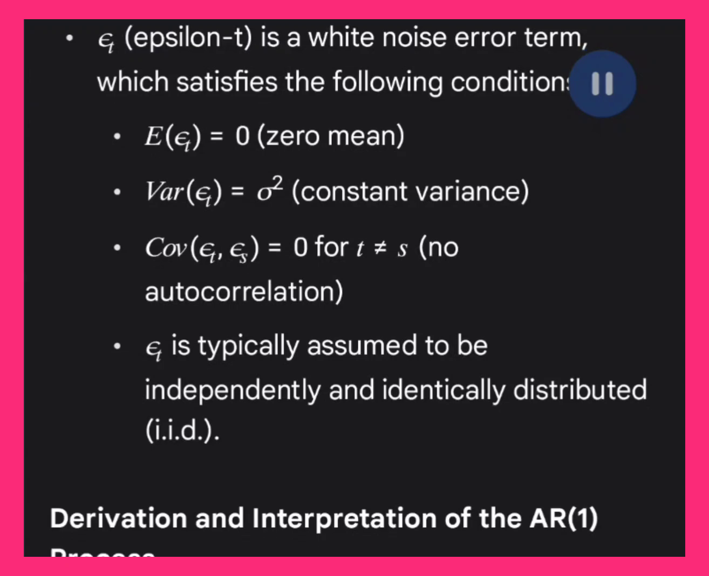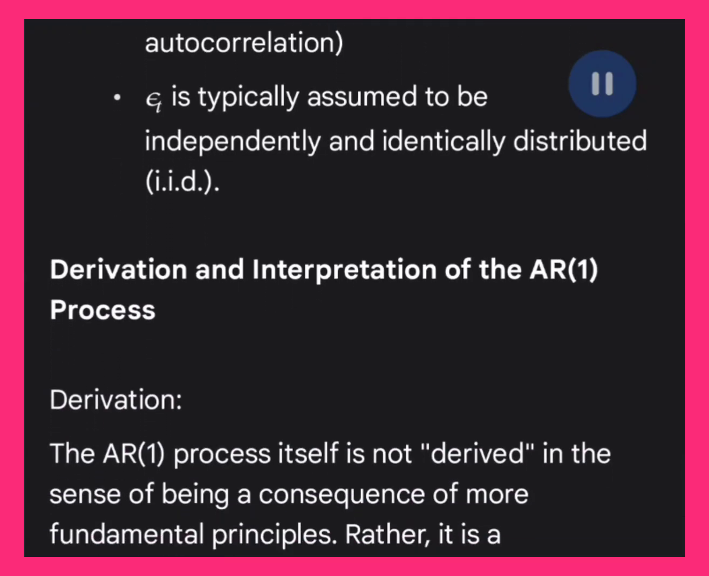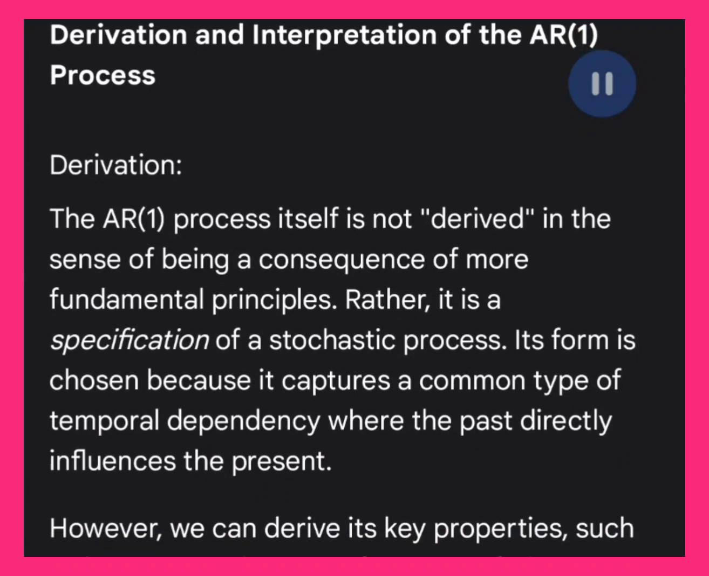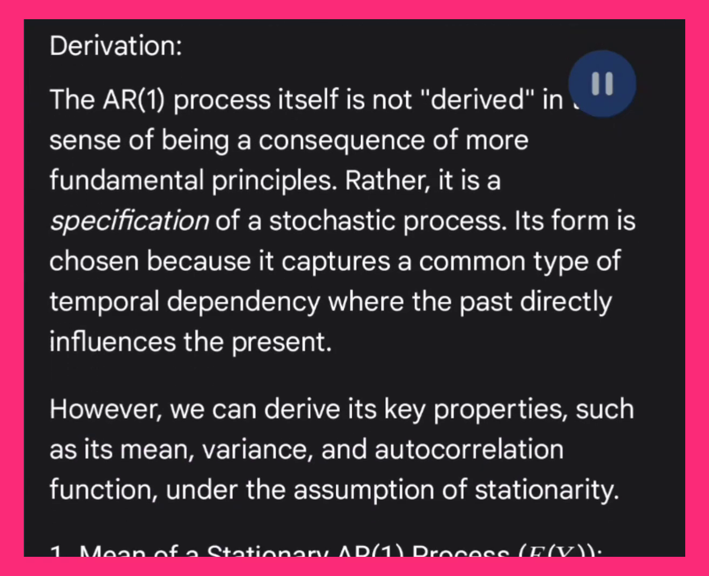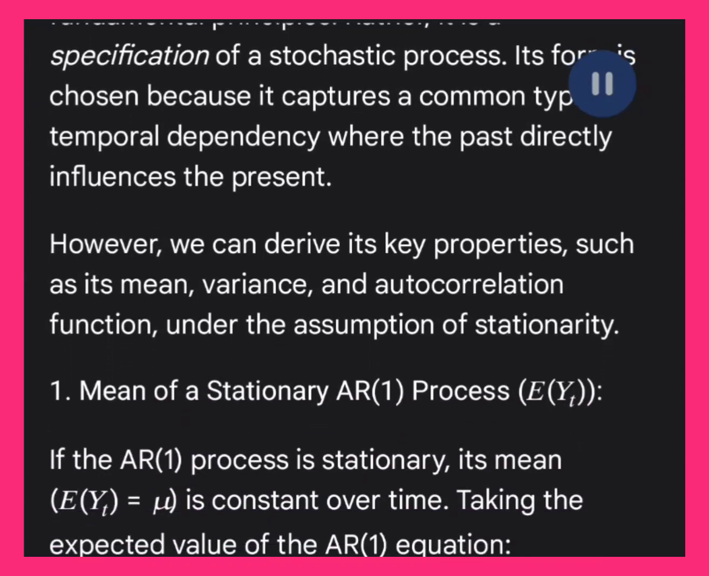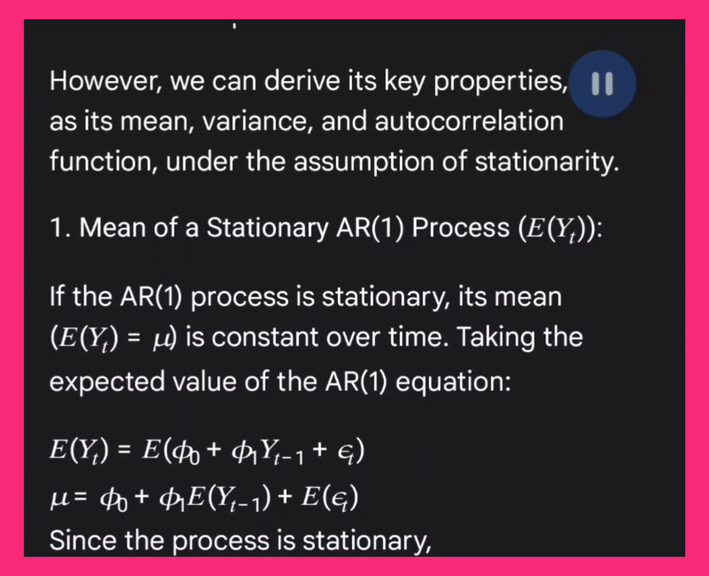Derivation and interpretation of the AR(1) process. Derivation. The AR(1) process itself is not derived in the sense of being a consequence of more fundamental principles. Rather, it is a specification of a stochastic process. Its form is chosen because it captures a common type of temporal dependency where the past directly influences the present. However, we can derive its key properties such as its mean, variance, and autocorrelation function under the assumption of stationarity.